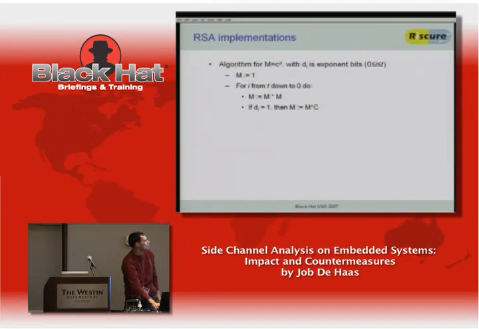Okay, so this is the background on the square multiply. You see that for every bit you do a square, and then only for the 1 bit you do a multiply.